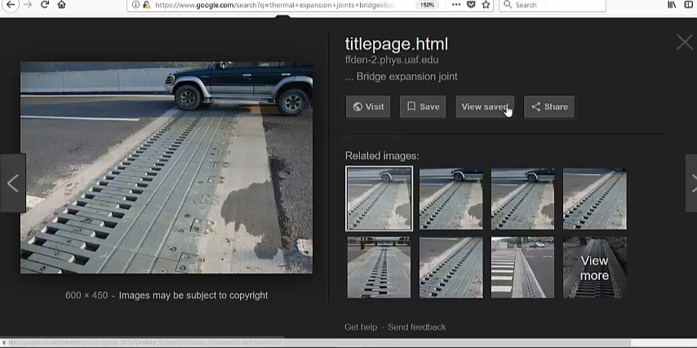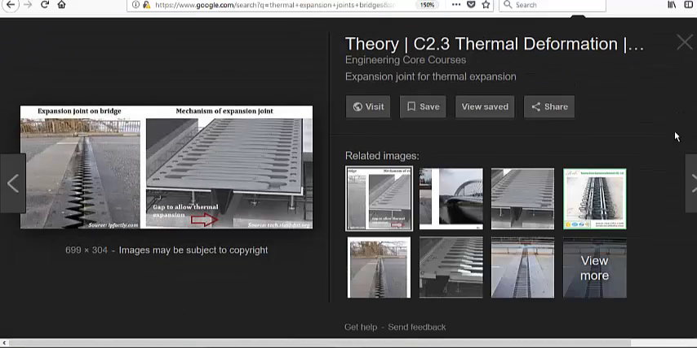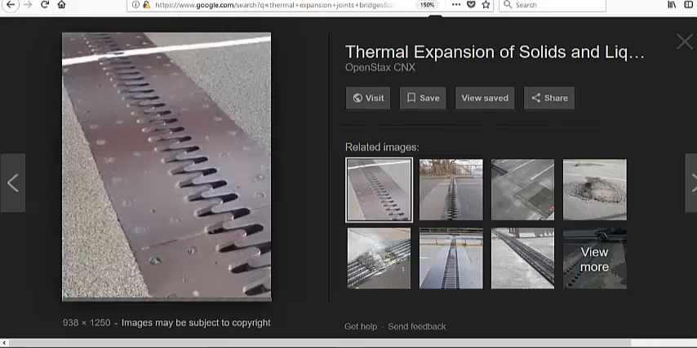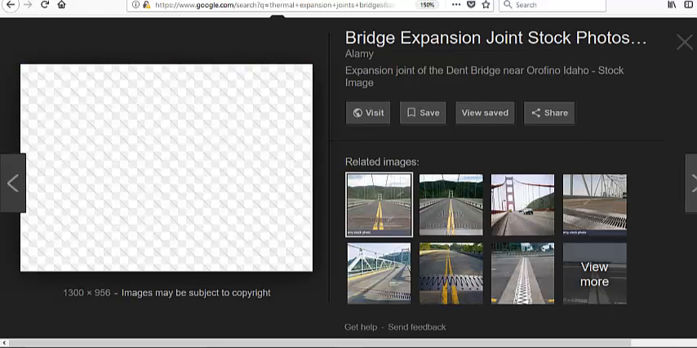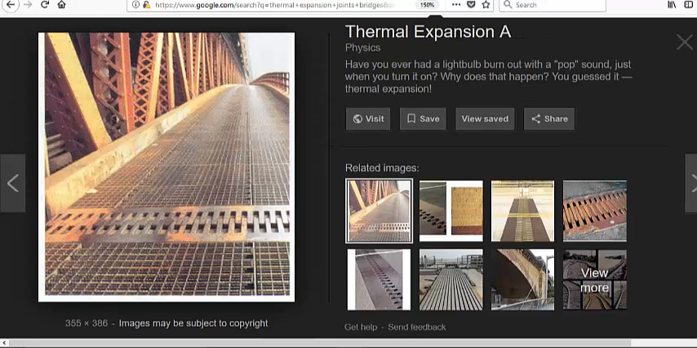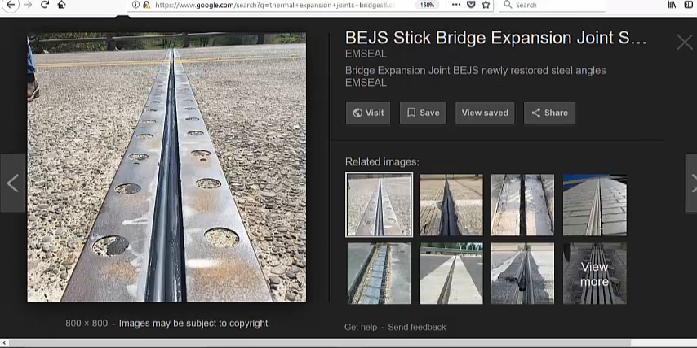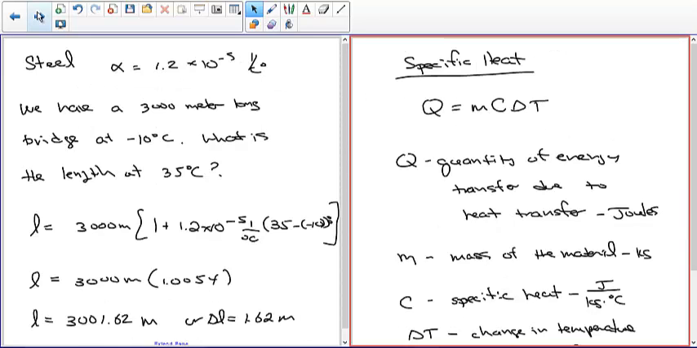Let's see if we can find some other ones here. Yep. So that's why they're there. Now this one, they've just got a little piece of rubber. So it must not be a very big bridge. Okay. So that's all there is to talk about relating temperature change to the change in the length.